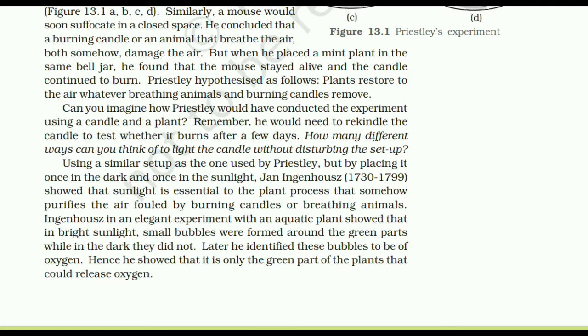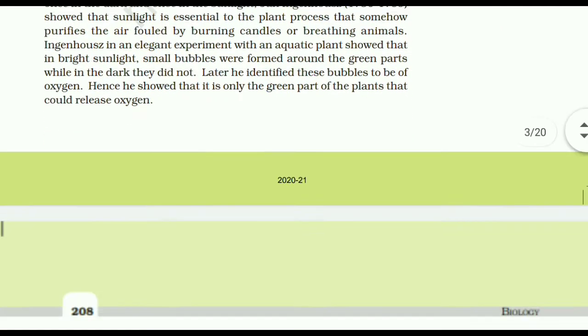Using a similar setup as the one used by Priestley, but placing it once in dark and once in sunlight, Jan Ingenhousz showed that sunlight is essential to the plant process that somehow purifies the air fouled by the burning candles or breathing animals. Ingenhousz, in an elegant experiment with an aquatic plant, showed that in bright sunlight, small bubbles were formed around the green plants, while in the dark they did not. Later, he identified these bubbles to be of oxygen. Hence, he showed that it is only the green parts of the plant that could release the oxygen.